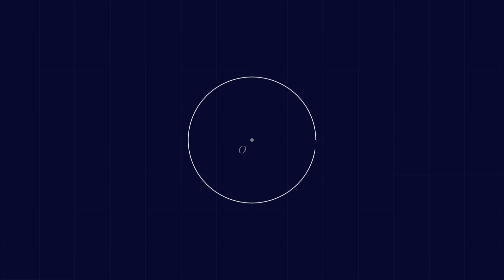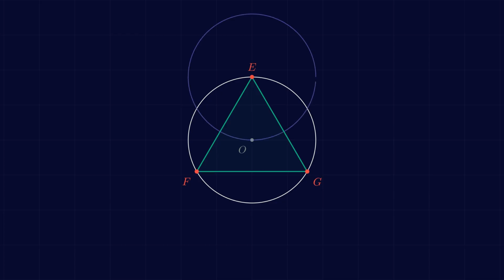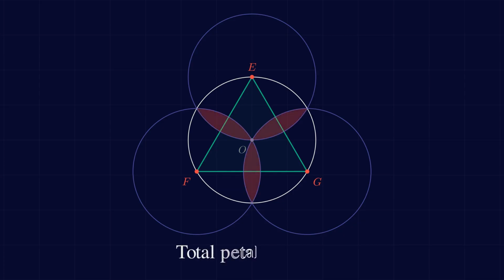Picture a circle. Now inscribe a perfect equilateral triangle inside it, with vertices E, F, and G sitting right on the circumference. Now here's the fun part. At each vertex, draw a new circle with the same radius as the original. These three circles overlap in pairs, forming three beautiful petal-shaped regions. What is the total area of those three petals?